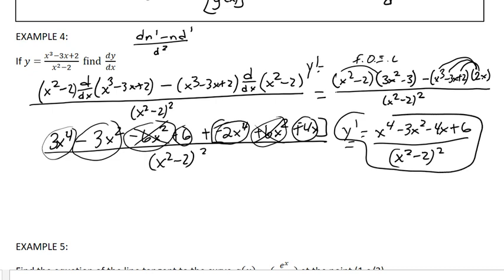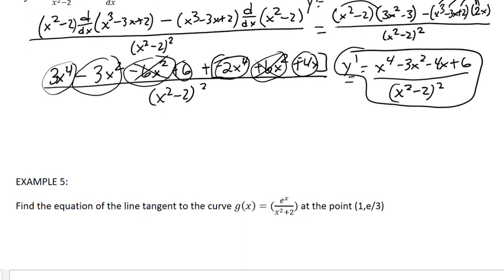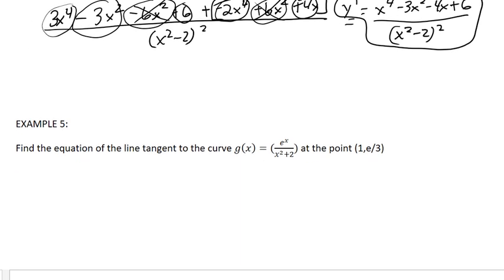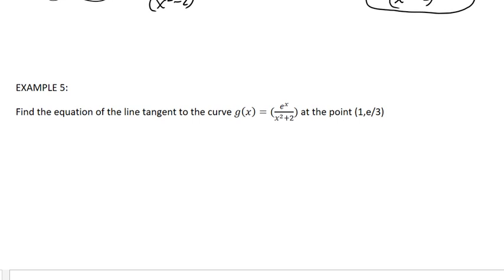Let's do another example. The equation of the line tangent to the curve g of x equals e to the x over x squared plus 2. So again, we're going to have to use the denominator times the derivative of the numerator minus the numerator times the derivative of the denominator, over the denominator squared.